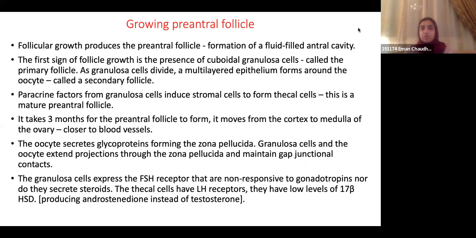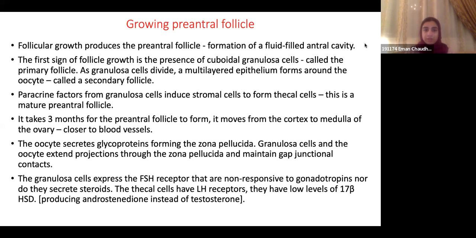So the reason it moves closest to the blood supply is because it becomes more rich in nutrients right near the blood supply. So the more it's growing, the faster it's growing, it requires more nutrients. That's the reason. But you're right. The dominant follicle is the one with the most FSH receptors. That's the one that's going to move closest and it's going to grow the most. So the oocyte then secretes glycoproteins that form the zona pellucida.